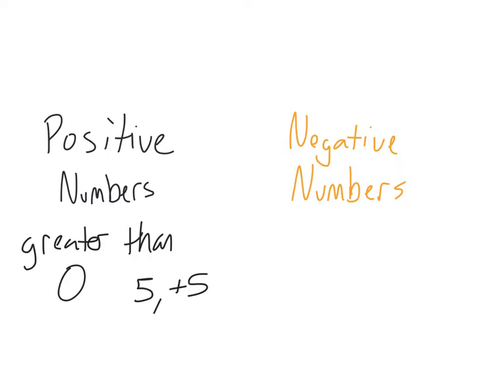Negatives, well, they are obviously less than 0, okay? And they have to be written with a negative sign. So if I'm writing 7, that's positive 7. I can't call that negative 7. It has to have the negative sign to be a negative number.